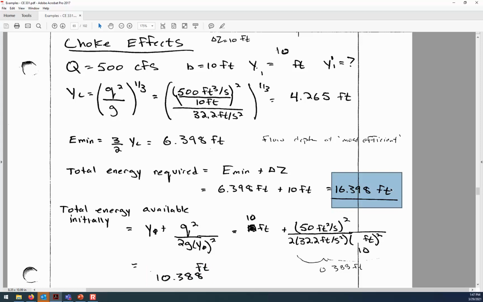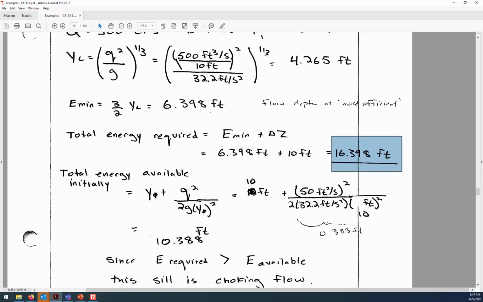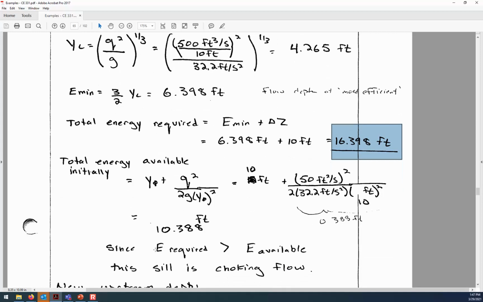So the 16.39 says you have to have 16.39 feet of energy to get over the obstruction, but initially we only have 10.38 feet. So the water must pool upstream. So the conclusion: since the required energy is more than what's available, choking will occur. This sill, that's just another name for the obstruction, a sill, is choking the flow.